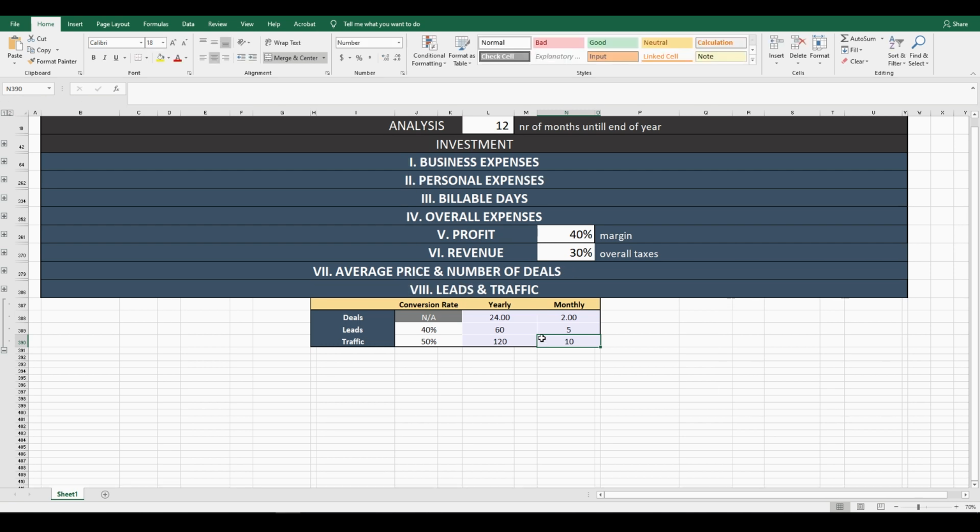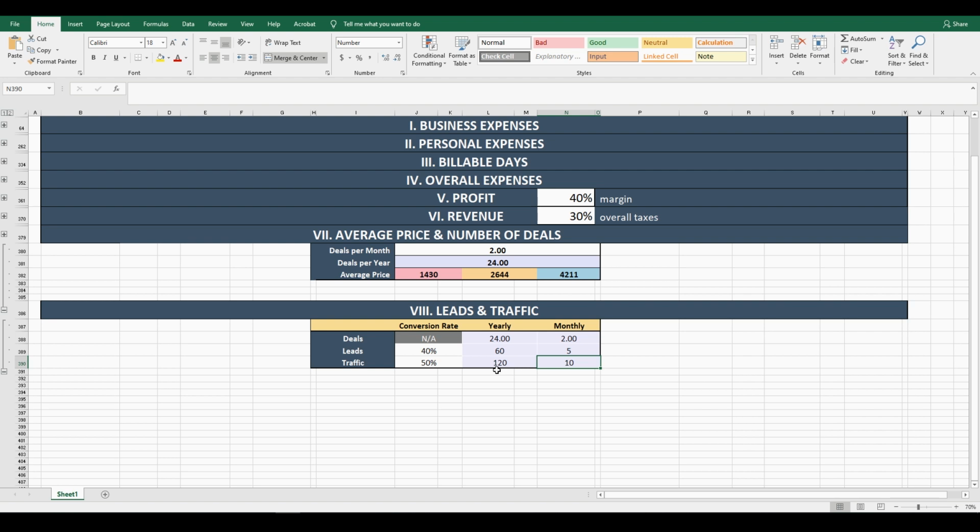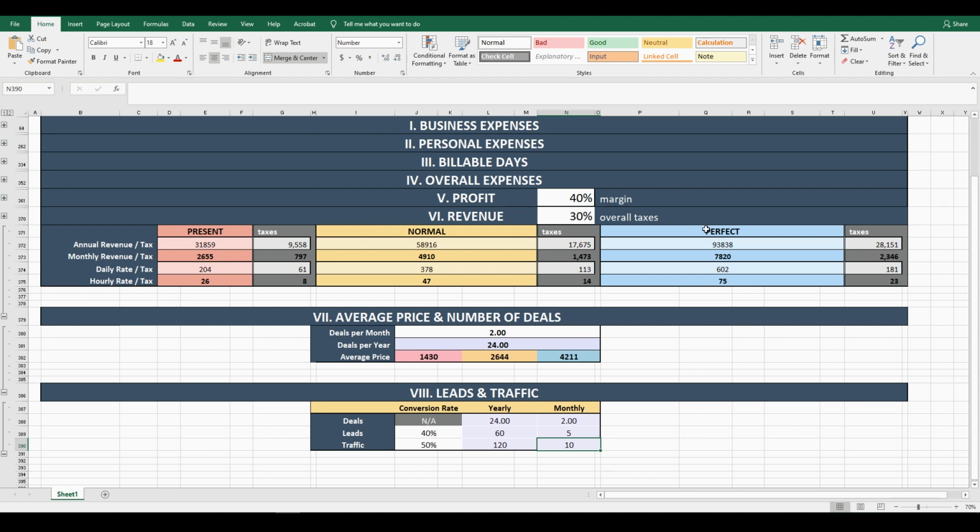In our example, for us to get 24 successful deals per year, which we set upon from the above section of number 7, we have to reach 120 clients in total per year. That means we have to reach at least 10 clients per month for us to get 2 successful deals per month, statistically. With such a rate, we will be able to earn one of our desired scenario revenues from section number 6.